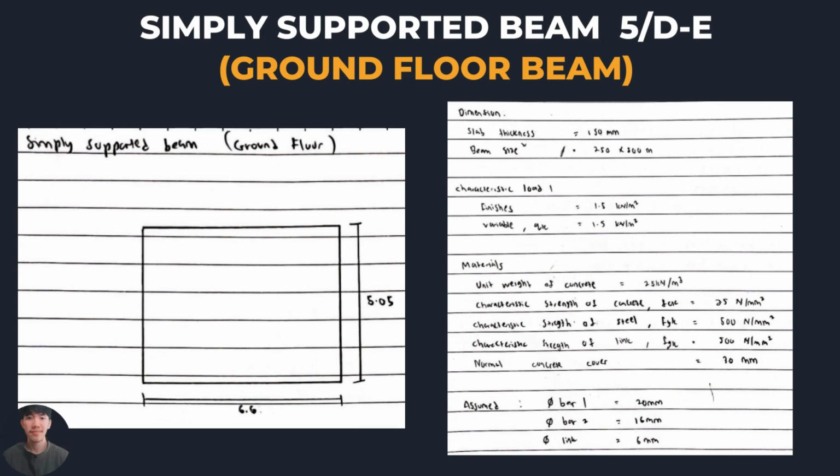For my simply supported beam at ground floor, for the dimension the slab thickness is 150 millimeter. The beam size is 250 times 500 millimeter. For the characteristic load, finishes is 1.5 kilonewton per meter square. Variable Qk is 1.5 kilonewton per meter square. We assume that the main bar is 20 millimeter and the link is 6 millimeter.